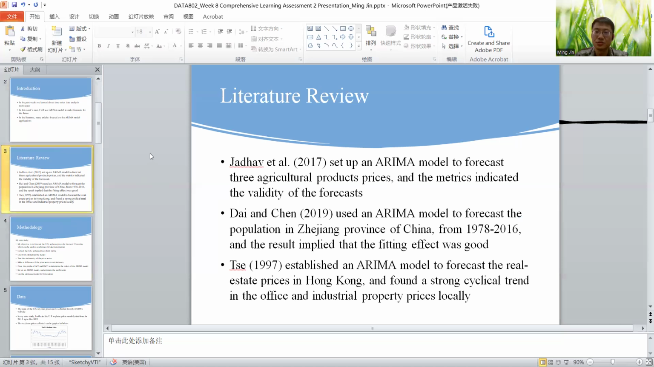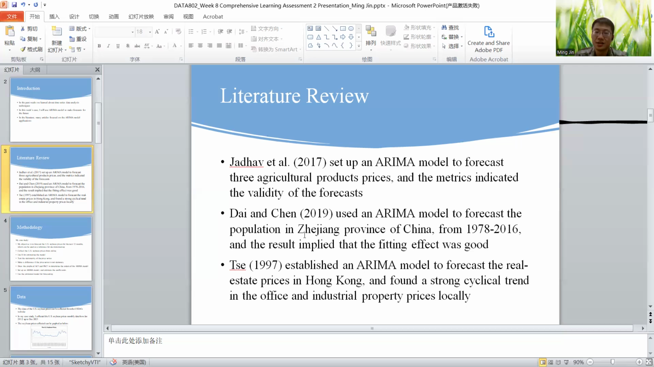Next, I'd like to give a small literature review. In the literature, we can see that in the year 2017, JETHAB set up an ARIMA model to forecast three agricultural products prices. They found that the metrics measuring the model performance were pretty good. So that demonstrated the validity of their forecasts.